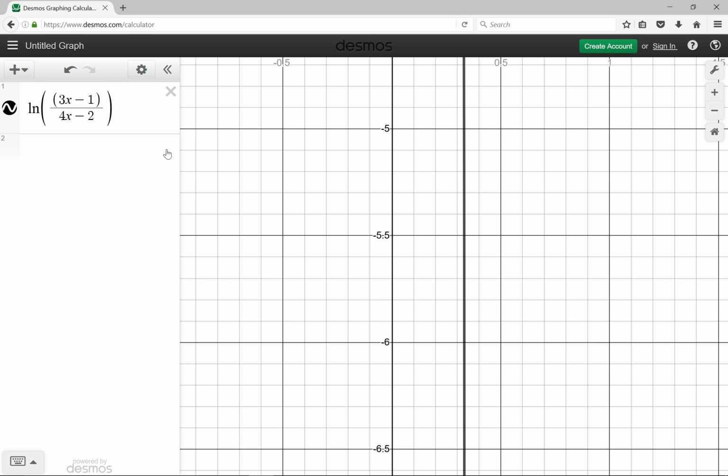No, there's an asymptote at a half. That's where the denominator is equal to 0. Oh, right there. Ooh, that's a problem, friends. That is a big problem. Do you see what that says right there? It says 0.333. It looks like a third, right?